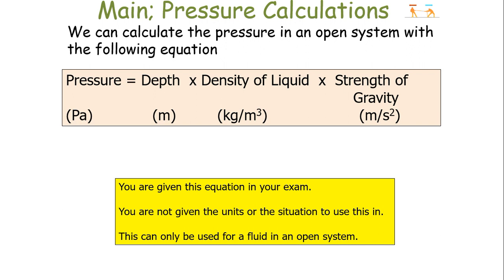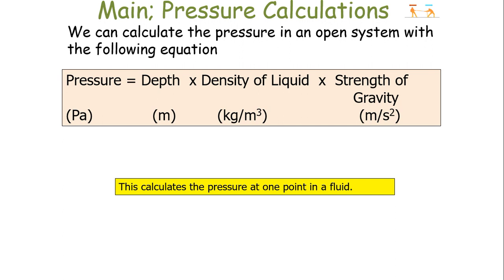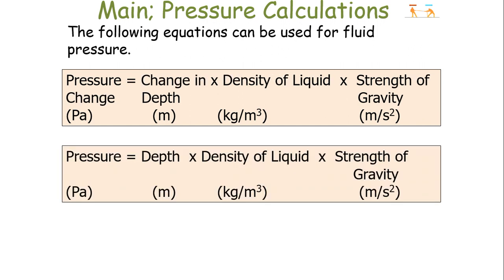So again, you've got to remember that this particular idea can only be used for a fluid in an open system. So this particular part of the equation, just saying pressure equals depth times by density of a liquid times by strength of gravity, calculates the pressure at one point in the fluid, whilst the other equation can calculate the pressure change when you move from one point in an open system to another point in an open system. And like mentioned to you before, you are given this equation. It is in your examination book, but you've got to be able to use it and to remember what the units are for each value.